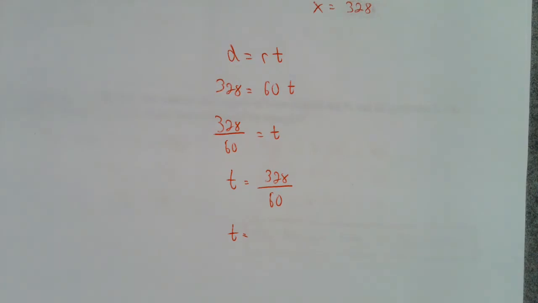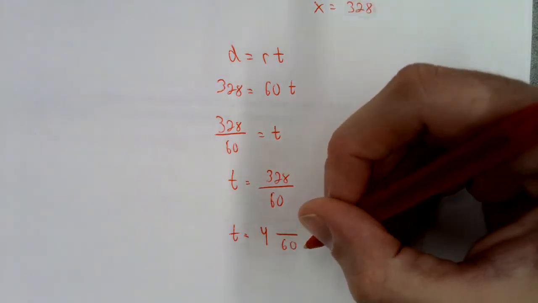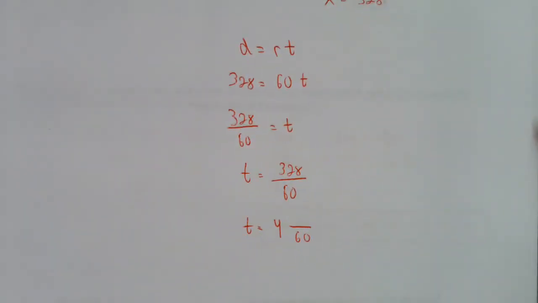And let's write that as a mixed number. 4. It should actually be 5. Man, it's been a really long lesson. Let me just fix that really quick. I put 4 instead of 5.